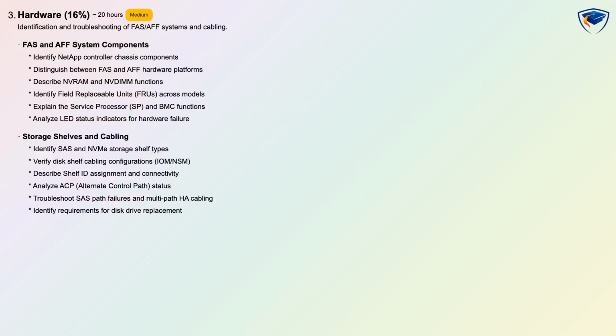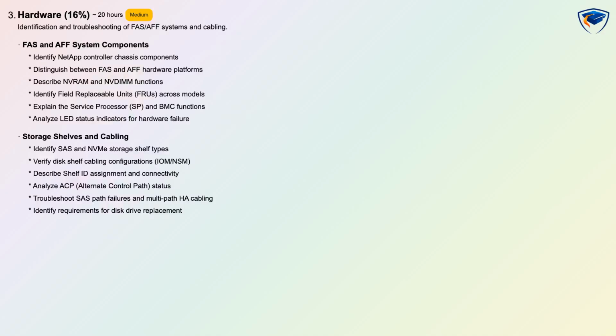Hardware carries 16% weight, is medium difficulty, and suggests about 20 hours of hands-on and conceptual study. Candidates will identify FAS and AFF system components, controller chassis parts, NVRAM and NVDIMM roles, and field replaceable units across models, plus service processor and BMC functions and LED status indicators for failure diagnosis.